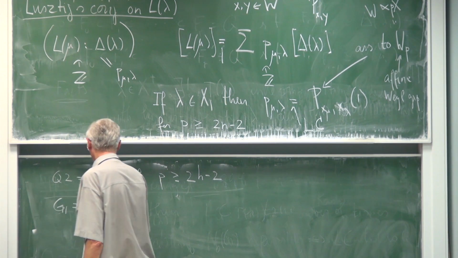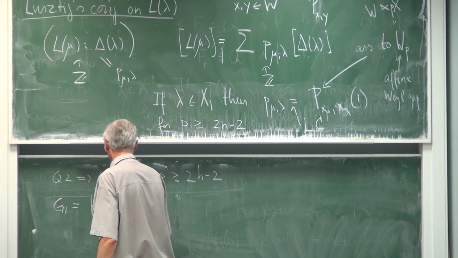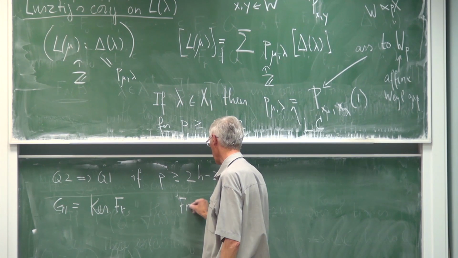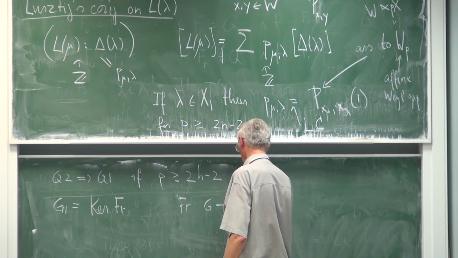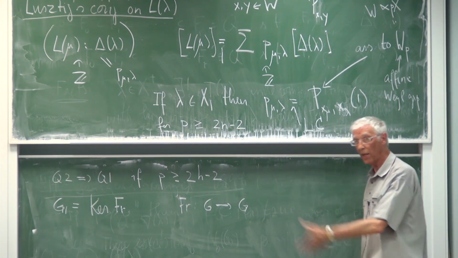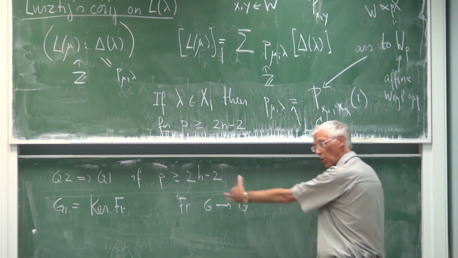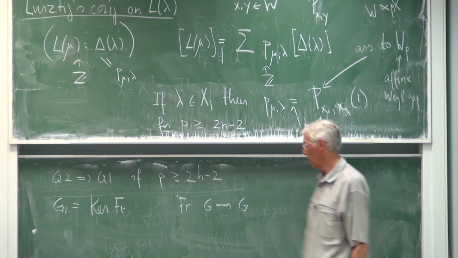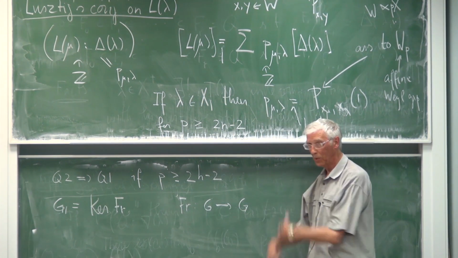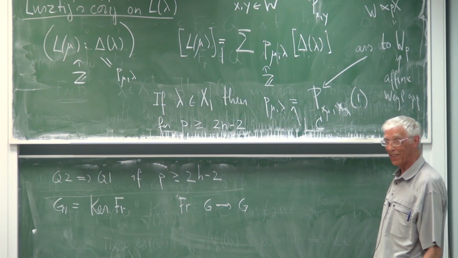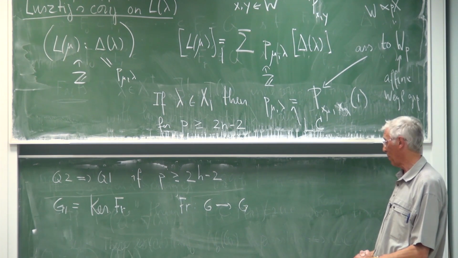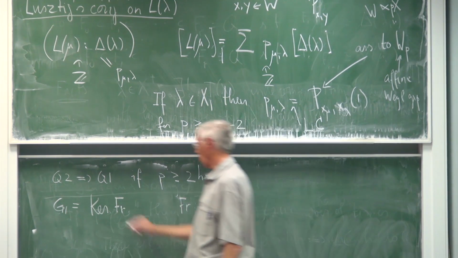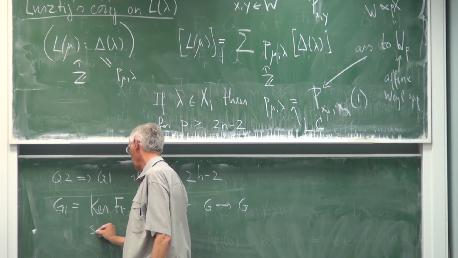So I want to put G1 equal to the kernel of my Frobenius homomorphism. Remember I had this Frobenius from G to G, which in the case of GL_n raises entries to the p-th power. This has a kernel. Well, you'll say this kernel is trivial, right? Because if a number to the p-th power is 0 or 1, well, not that many solutions. But what I want to say here is this is scheme theoretic.